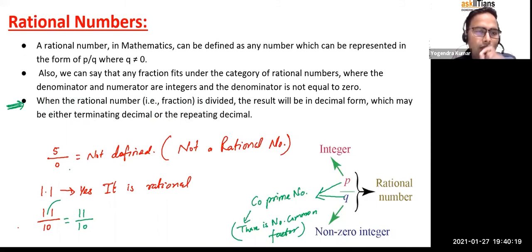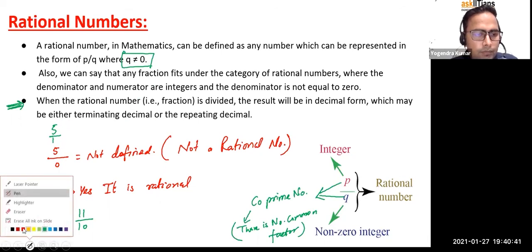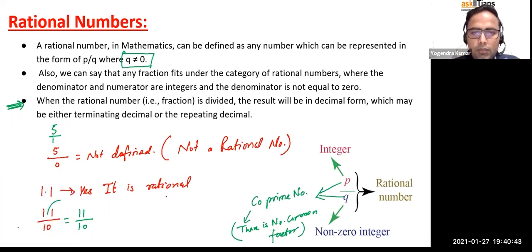Rational numbers are those numbers which can be represented in p by q form. Now if you say, is 5 a rational number? Yes, 5 is a rational number because it is 5 divided by 1. P is an integer, Q is an integer. Are they co-prime numbers? Yes. Is Q not equal to 0? Yes. Q should not be equal to 0, so that's what we need to remember. Perfect. Let's move on to the next slide. I hope it is clear.